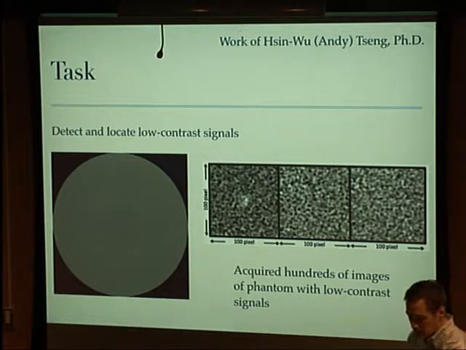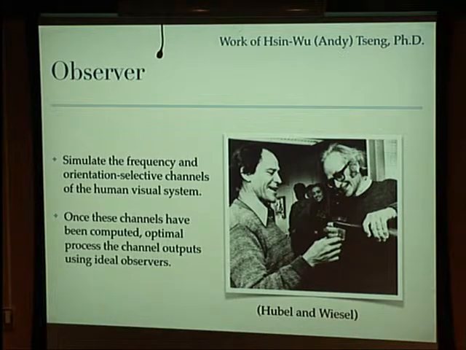What is our observer? I don't want to get into the mathematical details, but our observer was designed to simulate the frequency and orientation selective channels of the human visual system. This was work done by a lot of people, but we based a lot of what we did on Craig Abbey's work. He was a former person here at the U of A in the program in applied mathematics. And these 2 guys, I think it's Hubel and Wiesel, did some work for which they won the Nobel Prize.